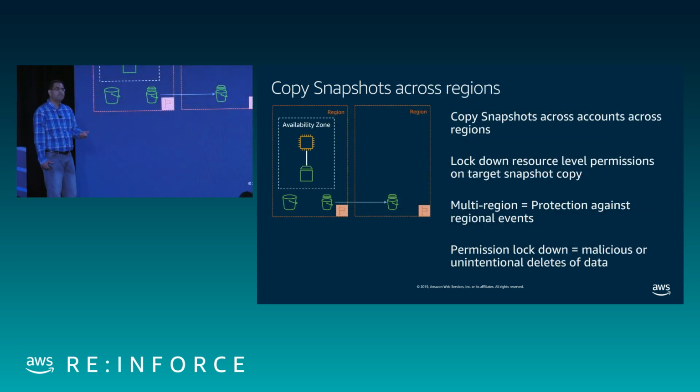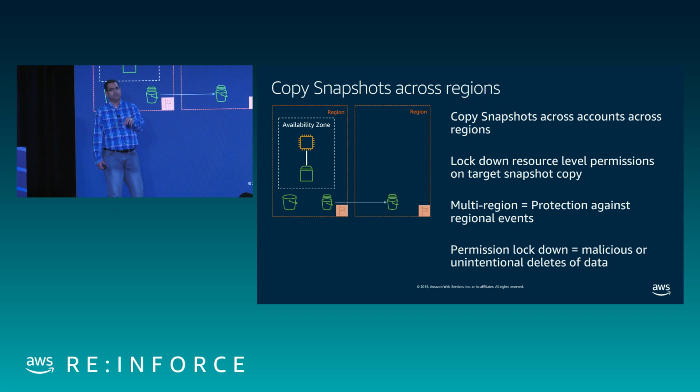In fact, we see some interesting use cases that customers have built around this. One of the customers built a mechanism to copy snapshots from one region to another. They produce snapshots in one region, copy them into a different region, into a different account. And in that different account, they lock down resource level permissions so that an extremely limited number of people have access to that snapshot.